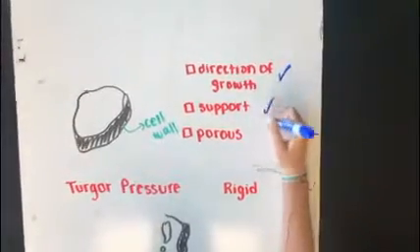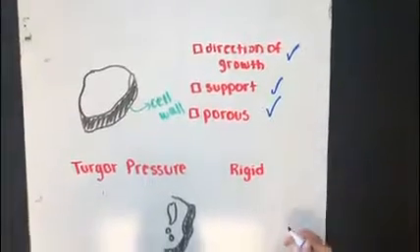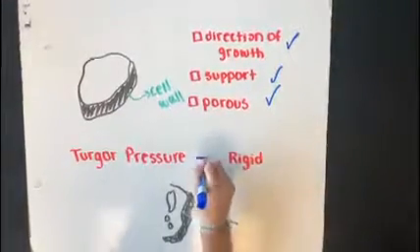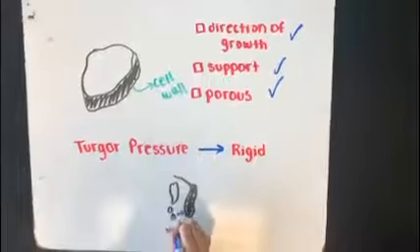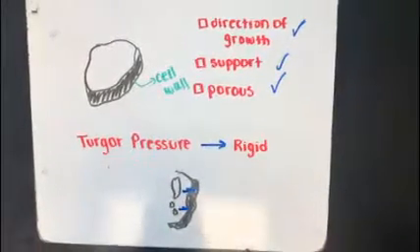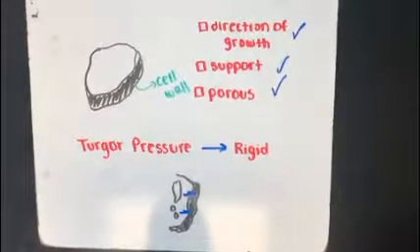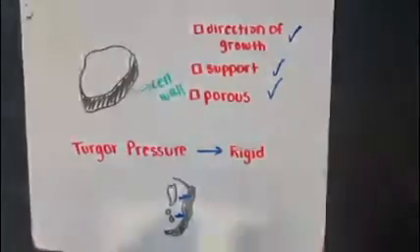It controls the direction of cell growth, provides mechanical strength and support, and is porous, which allows some substances to pass while others stay out. Turgor pressure, the force exerted against the cell wall by the cell's contents, pushes the plasma membrane against the cell wall and thus helps a plant to remain rigid.